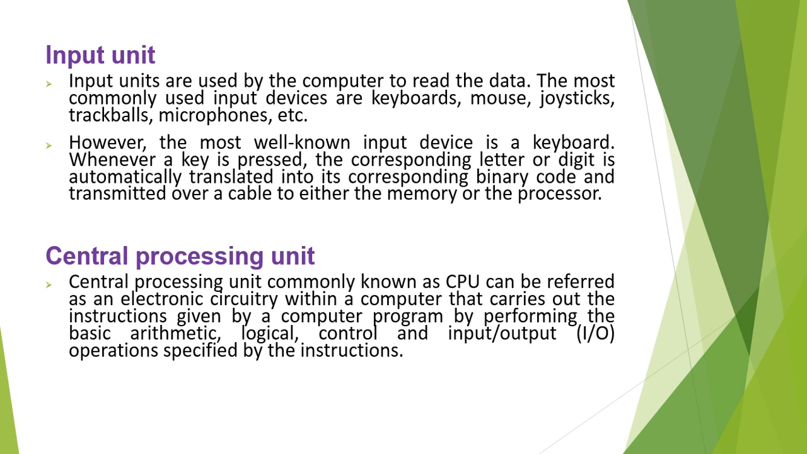Then next is Central Processing Unit. It is the most important unit in a computer system. It is also called the brain of the computer because all the instructions given by the user are executed by the CPU. It consists of an arithmetic and logical unit, a control unit, and various registers. It also contains all the circuits needed to process the instructions.